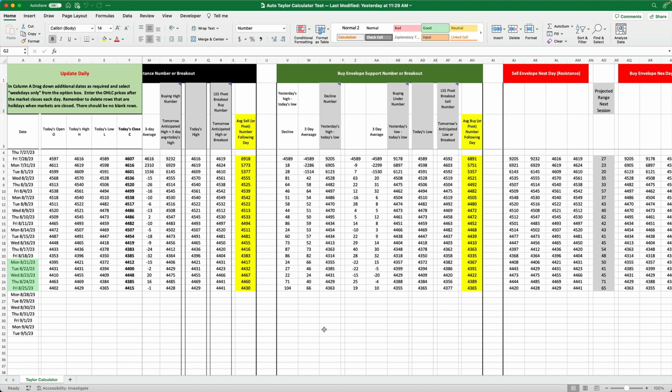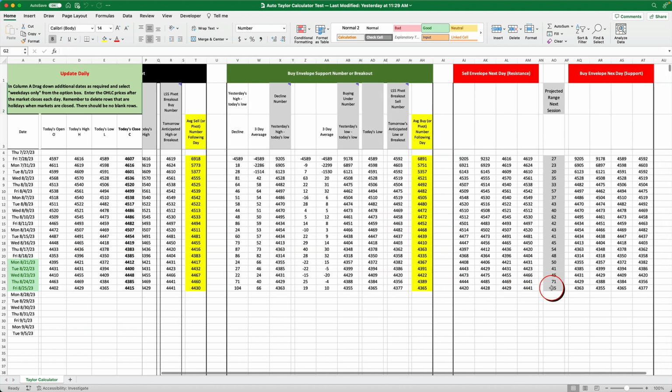I've just filled in my calculator to give me the information for the next trading day. For Monday, August 28th, the resistance is going to be at 44.30. The support is going to be at 43.65, and there's going to be a 65-point calculated range between those two numbers. So I've just given you the trading zone for Monday, August 28th.